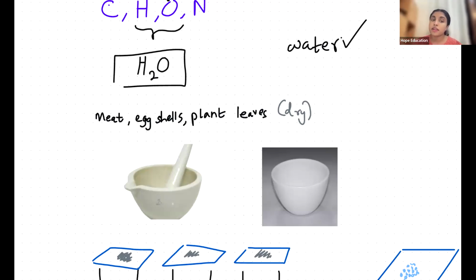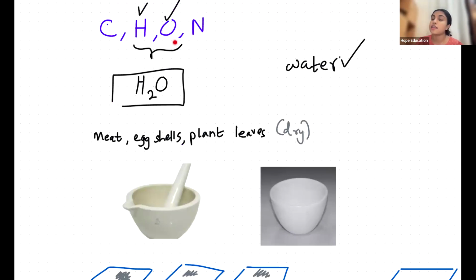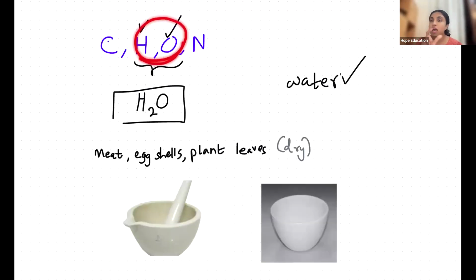In the first experiment, I'm checking whether hydrogen and oxygen are present. Since hydrogen and oxygen together form water, if I can prove that water is present in a particular food item, and water is H2O, then I can say H and O are present, because water is made up of H and O. That is what I'm going to do.